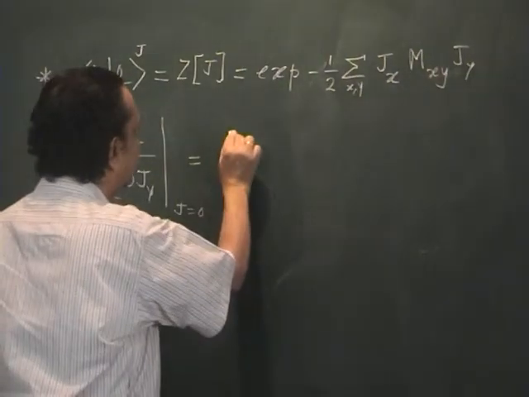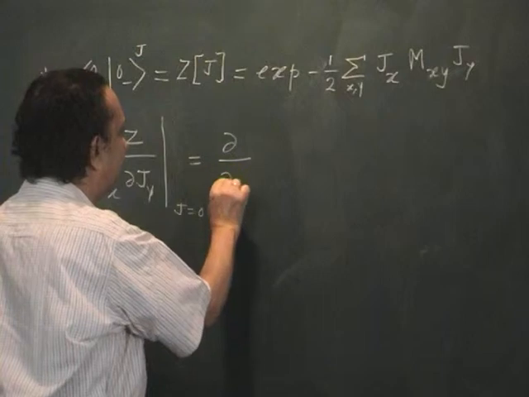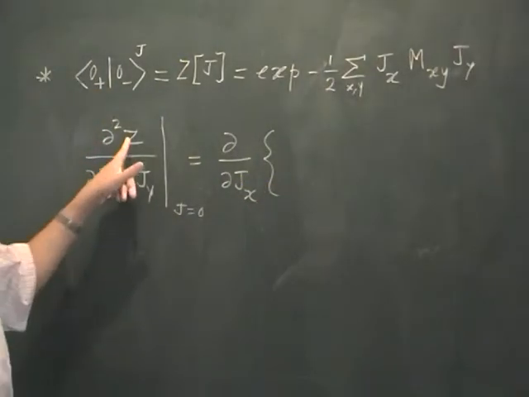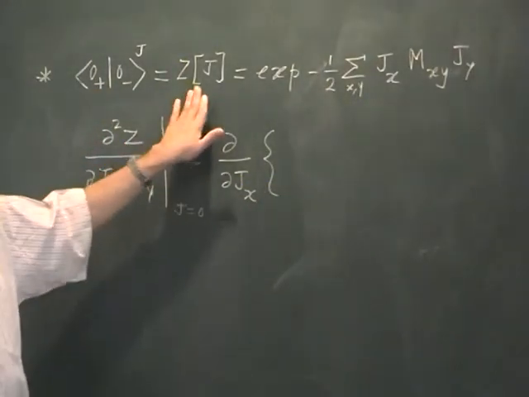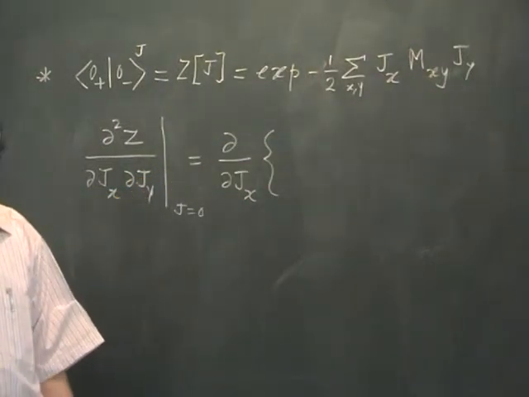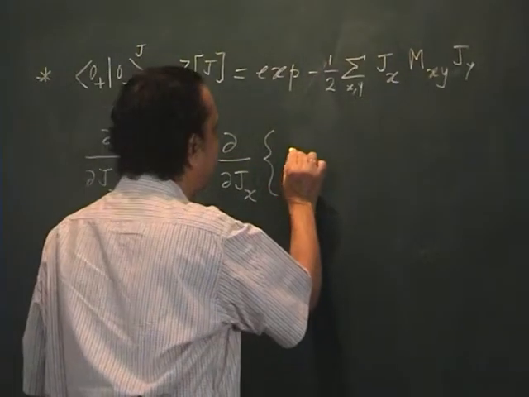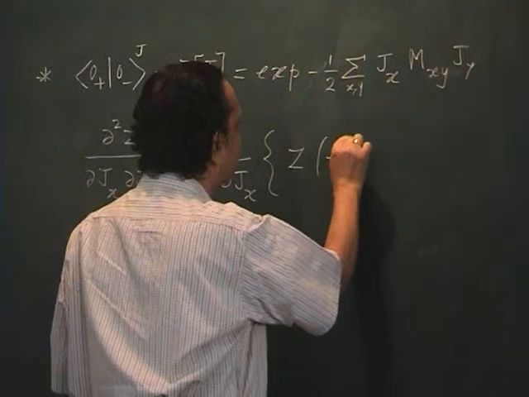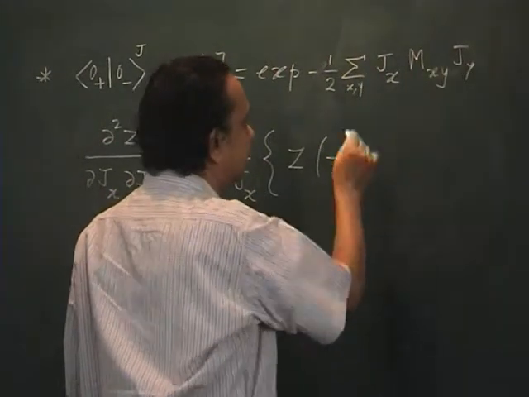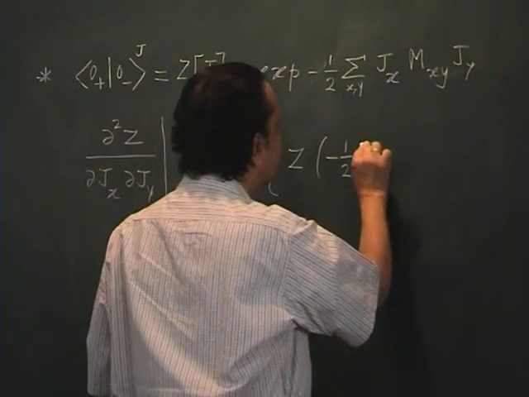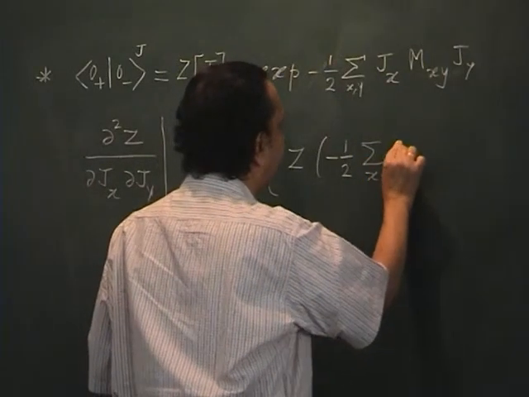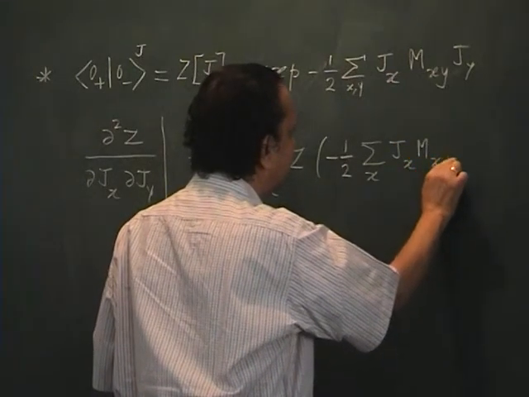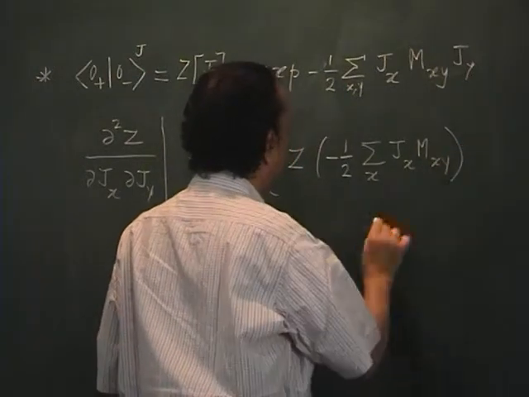So first I am going to do one derivative, so let us keep d by dJx, and let us evaluate the Z with respect to Jy. So I have this Z, I just have to differentiate it with respect to Jy. When I differentiate, first I get Z itself because it's an exponential. Then I get minus half, and I have differentiated with respect to y, so I will get summation over x, Jx Mxy. The answer has to depend on y, which it will be. This is what I get.